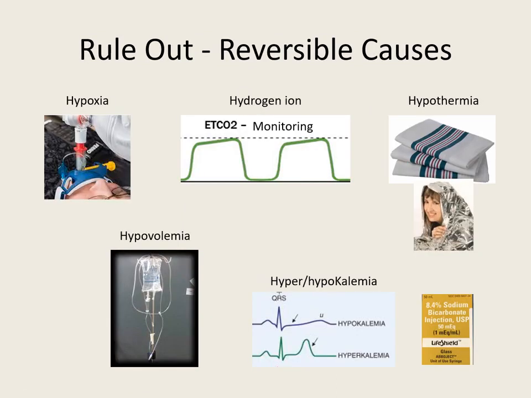We're doing CPR. We're giving epinephrine 1 milligram every 4 minutes, and we're switching compressors every 2 minutes. And now we've got to rule out those reversible causes. Hypoxia, we're doing the H's. Hydrogen ion, slap the cap, monitor it. Hypothermia, get some blankets underneath and on top of our patients.